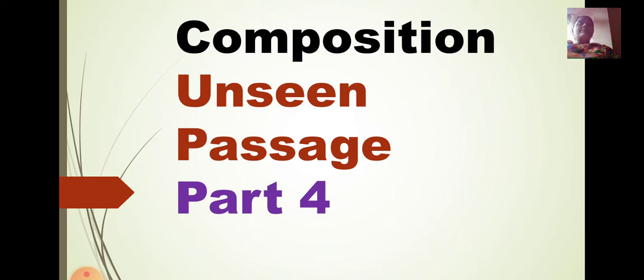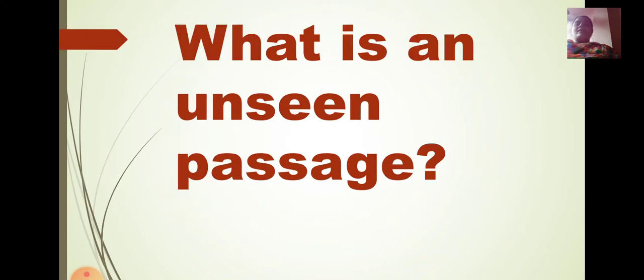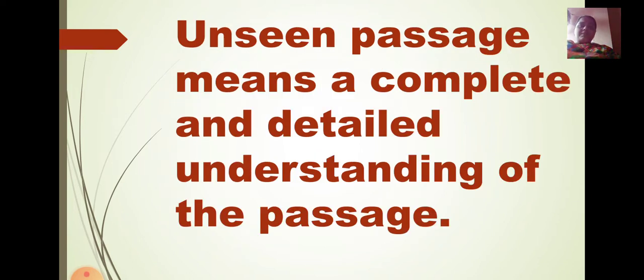In today's video, we are going to see one more example of how to solve an unseen passage. So, let us begin. What is an unseen passage? Unseen passage means a complete and detailed understanding of the passage. A passage is made of many sentences that together make a passage. So when you read the sentences carefully and slowly, you understand the meaning of each sentence, and then you understand what the overall passage is about.